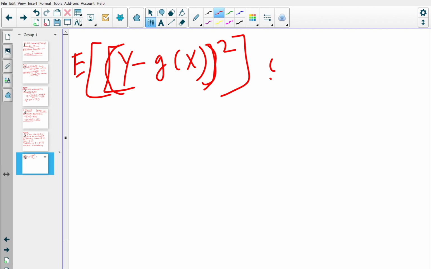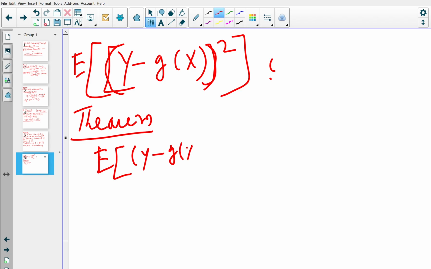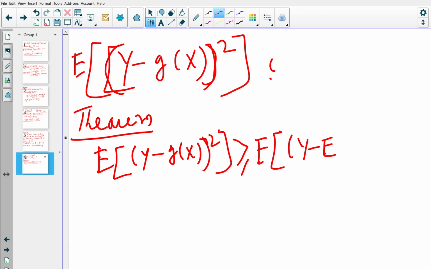In this case you have this theorem, which tells you that the conditional expectation is actually the best predictor. Best predictor means what? It means that given any such function g(x), the expectation of (y minus g) whole square is always bigger than or equal to the expectation of (y minus the expectation of y given x) whole square.